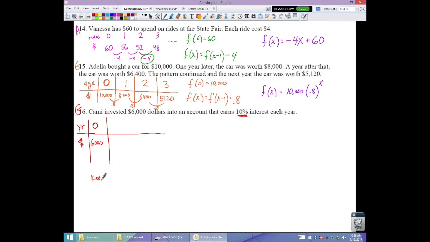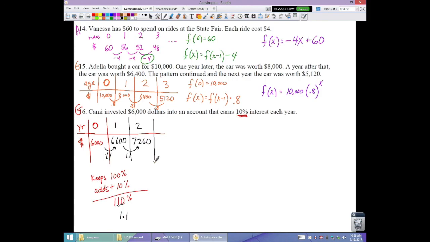She's keeping 100% of her original investment and adds 10% more, so 100% plus 10% is 110%. Turning any percent into a decimal, we just move the decimal point 2 places to the left, so our multiplier is 1.1. So we're going to multiply by 1.1. 6,000 times 1.1 means she has, after 1 year, $6,600. Multiply that by 1.1. She will have, after 2 years, 7,260.